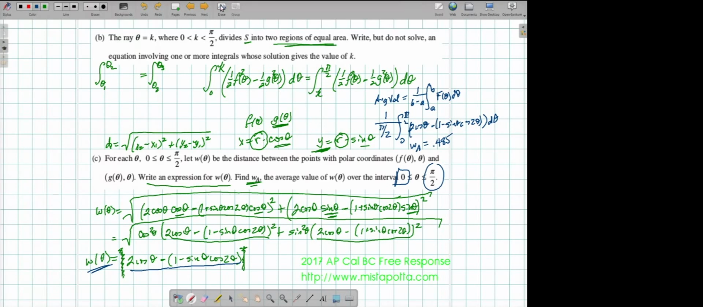So moving on to part D. Part D says, using the information in part C, find the value of theta for which w of theta equals w of a. And it wants to know, is this function w of theta increasing or decreasing at that value? Give a reason for your answer.